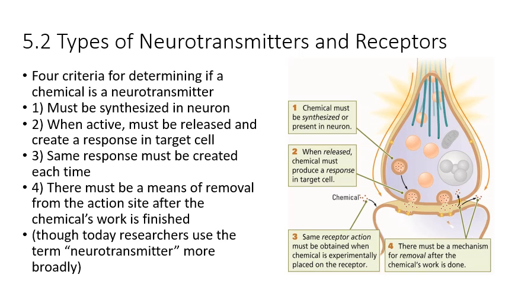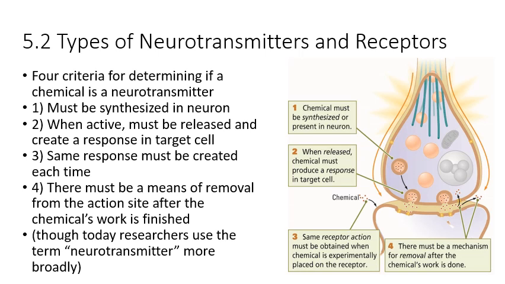There are 4 main criteria for determining if a chemical is a neurotransmitter. 1, it has to be synthesized within the neuron. So neurotransmitters are always created or synthesized within the actual neuron. 2, when it's active, it must be released and create a response in the target cell. 3, the same response must be created every time, so it has to be consistent in the response it creates. And 4, there has to be a way of removing the neurotransmitter from the action site after the chemical's work is finished, so reuptake or diffusion, etc.